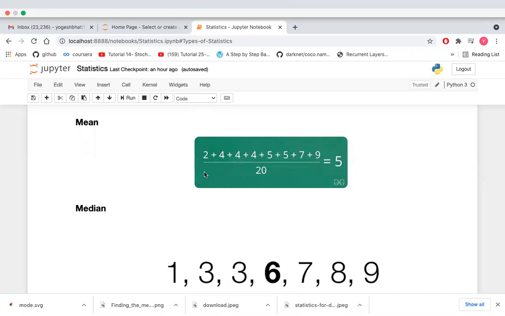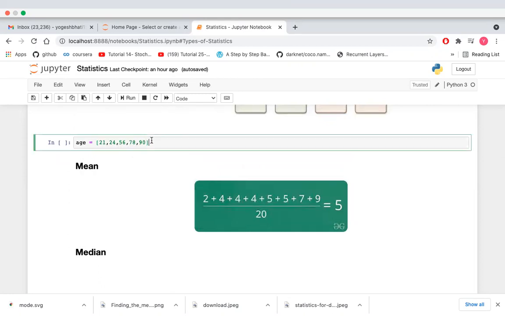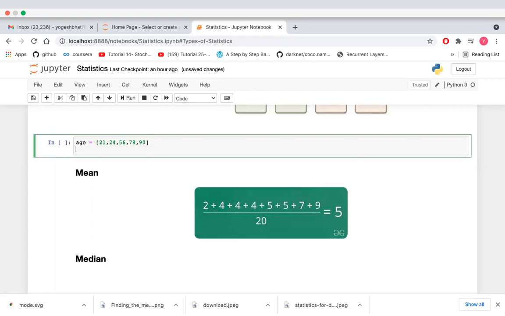My name is Yogesh. Today I am going to discuss a statistical concept, central tendency: mean, median, and mode. So first of all, let's discuss mean. Mean is mostly used to calculate the average value of our data sets. For example, ages of people are given: 21, 24, 56, 78, 90. So how can we calculate the average?